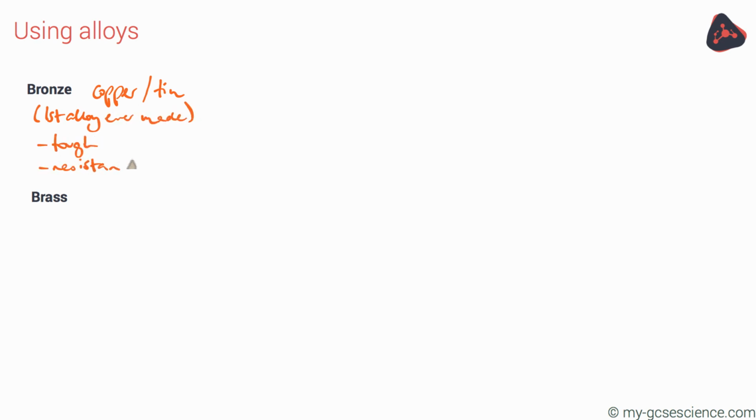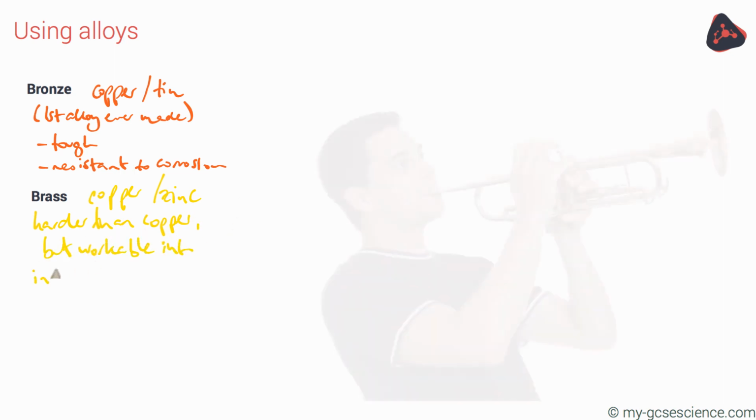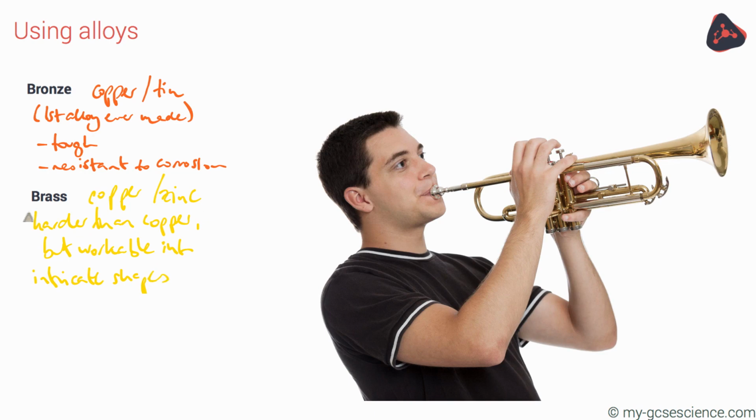In the exam you may be expected to identify some examples of alloys and relate them to their uses. So here are a few common ones. Bronze and brass are alloys of copper. Bronze is alloyed with tin, and it was the first alloy ever made about 5,000 years ago. It's really tough and resistant to corrosion. Brass is an alloy of copper and zinc. It's harder than copper, but it's workable into intricate shapes, and this allows it to be used for small decorative items, and it's also what's used to make brass musical instruments.